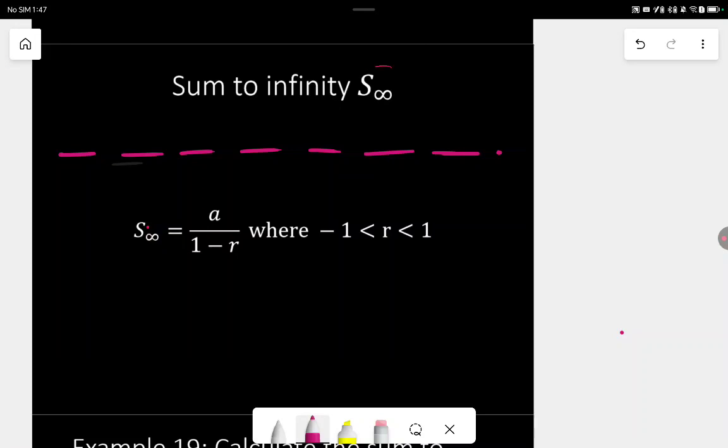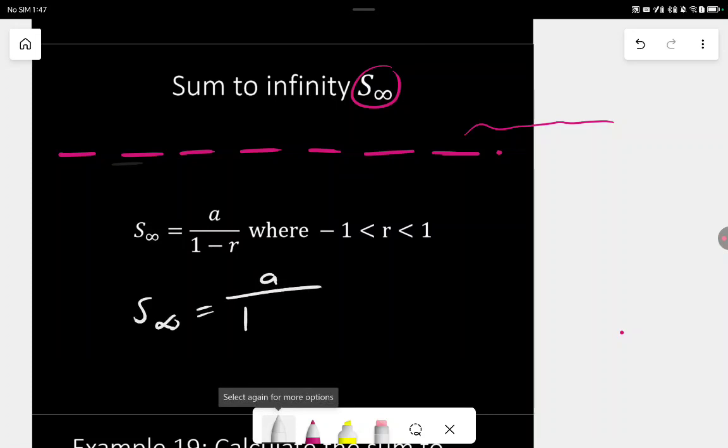So infinity means this continues forever and ever, and it never ends. How do we add something like this? Now, we have got two possible outcomes. We are going to use one formula which says that the sum to infinity is equal to a divided by 1 minus r. But there has to be a number of conditions that must be true, and that is that r is between 1 and -1.